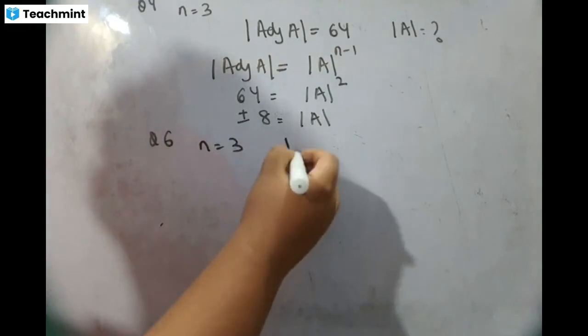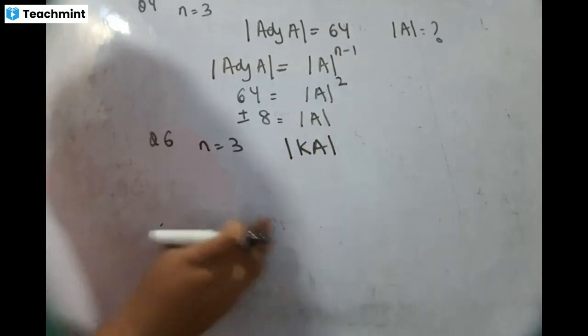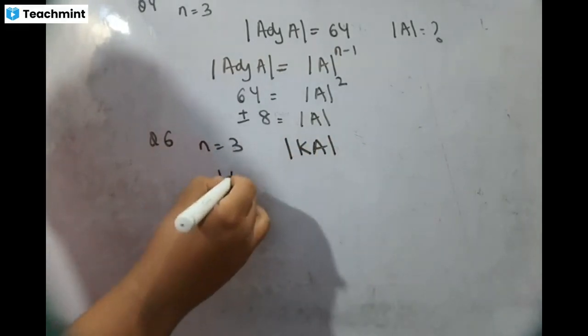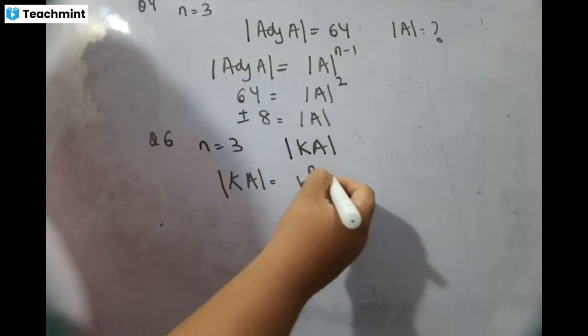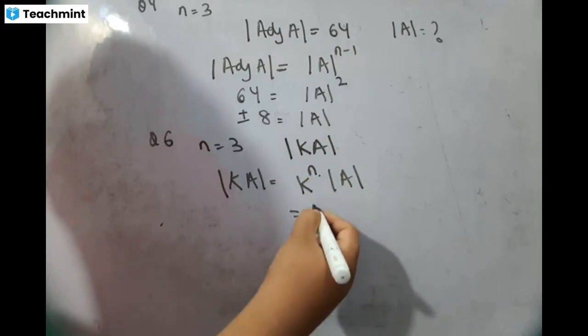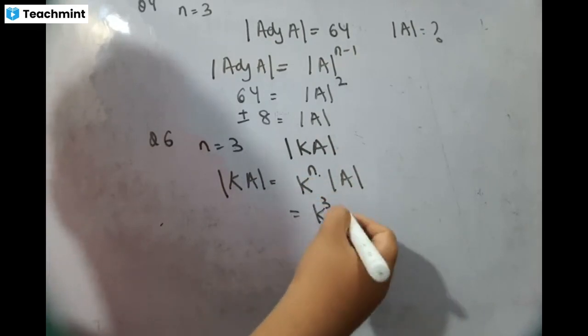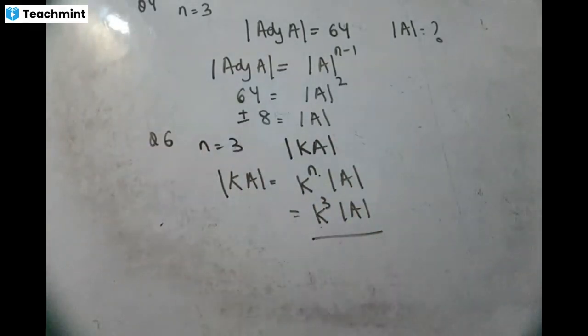I have to find the value of determinant of k into A. So k is a scalar. What is going to happen? The k comes out to the power n into determinant A. What is the value of n? The value of n is 3. So k cube into determinant A. The value of the determinant was not given, so option C is the correct answer. So this is question number 6.